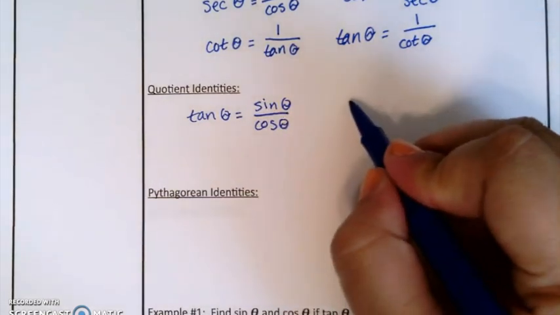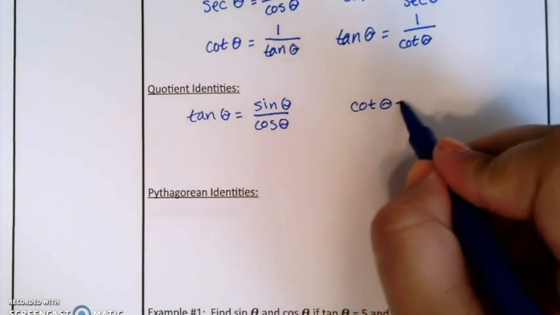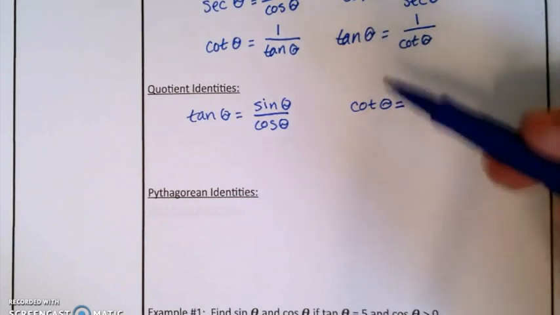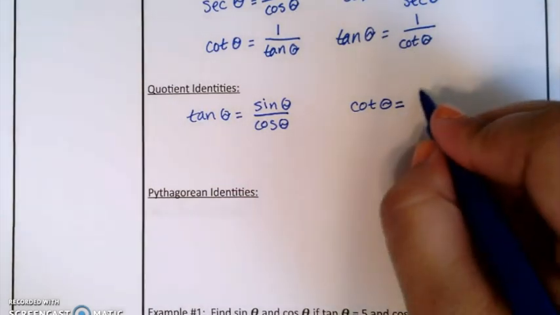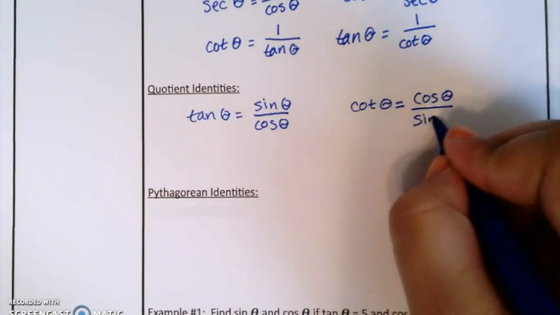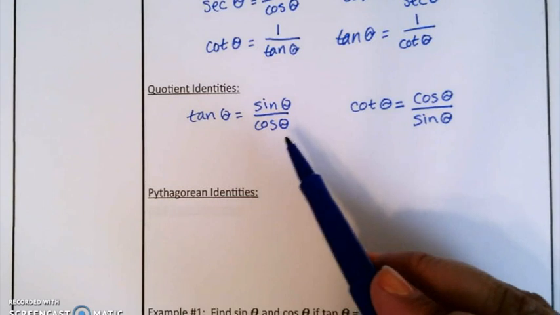And our second quotient identity is that cotangent of theta equals, using the idea that tangent and cotangent are reciprocals, cotangent of theta could also be defined as cosine of theta divided by sine of theta. Notice here again, tangent and cotangent are reciprocals.